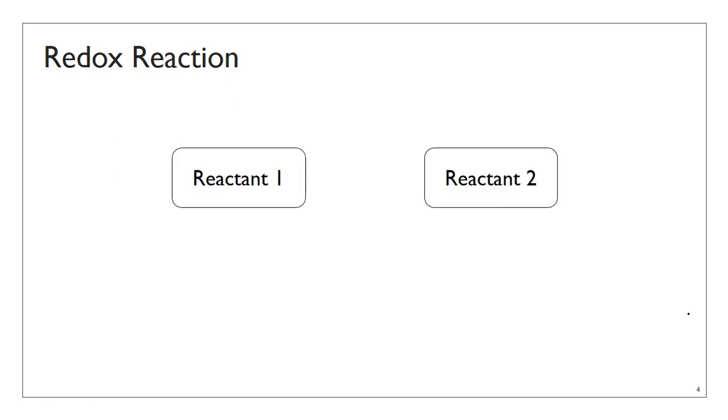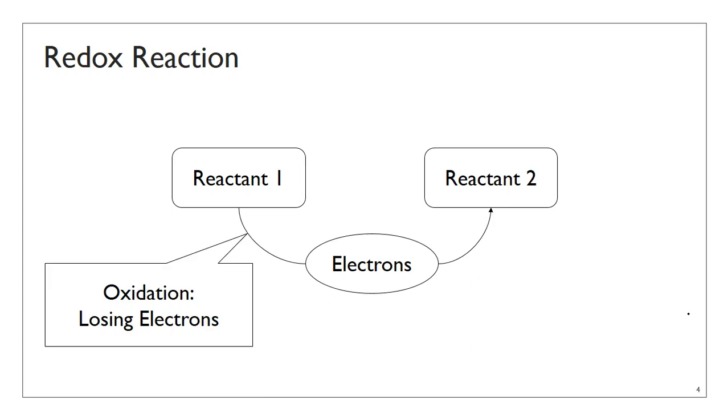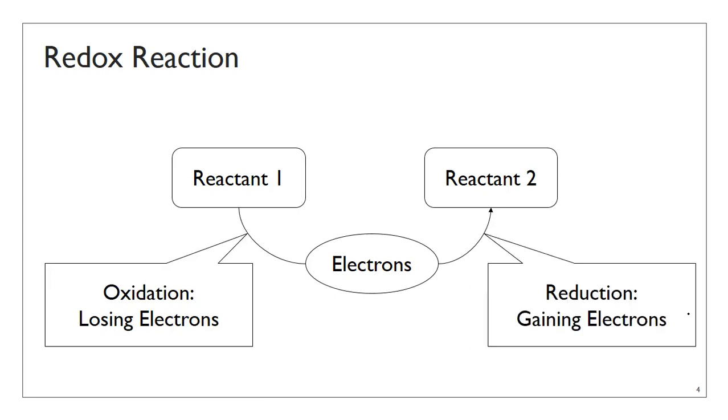So let's just summarize what I just said once again. A redox reaction is a reaction that involves a transfer of electrons. This is another way that you can visualize the process. There will be two reactants. One reactant gives away the electrons, the other accepts the electrons. The process of losing electrons is called oxidation, and the process of gaining electrons is called reduction.